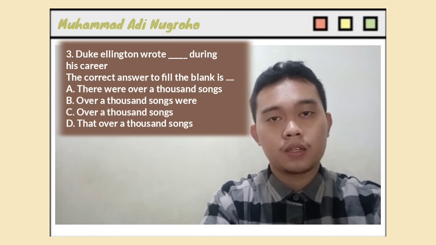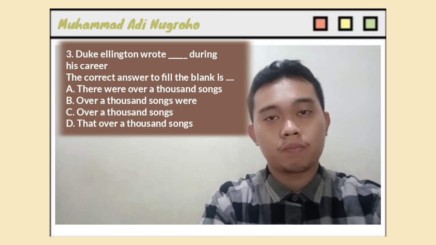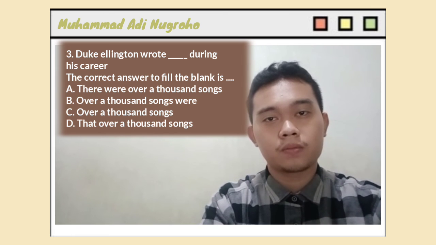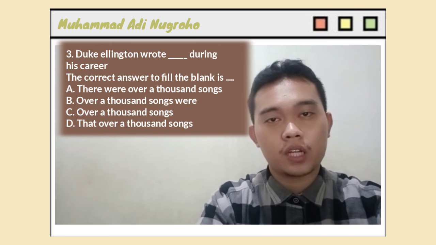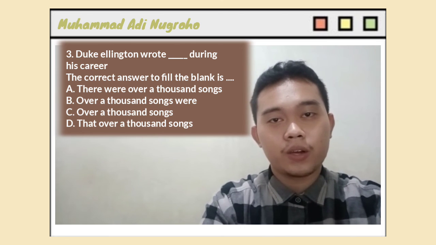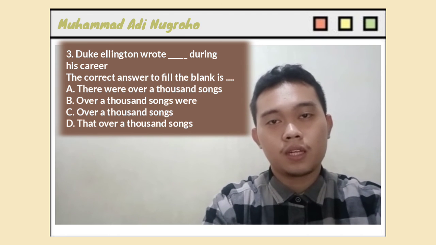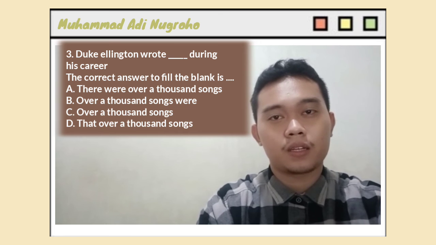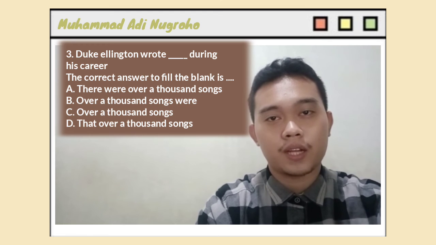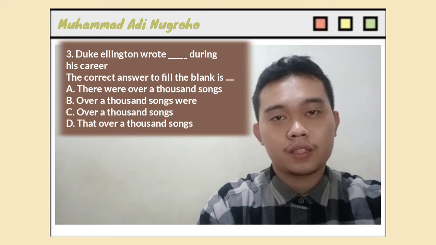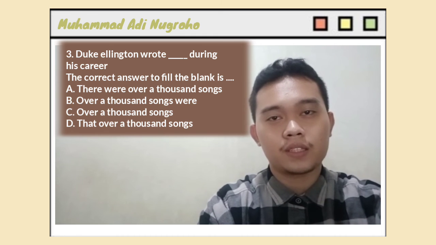Number 3. Duke Ellington wrote blank during his career. The correct answer to fill the blank is A. There were over 1,000 songs. B. Over 1,000 songs were. C. Over 1,000 songs. D. That over 1,000 songs. Let's see the question. Duke Ellington is the subject. Wrote is the verb, and this wrote is a transitive verb. So it needs an object after this. So let's see the answer.